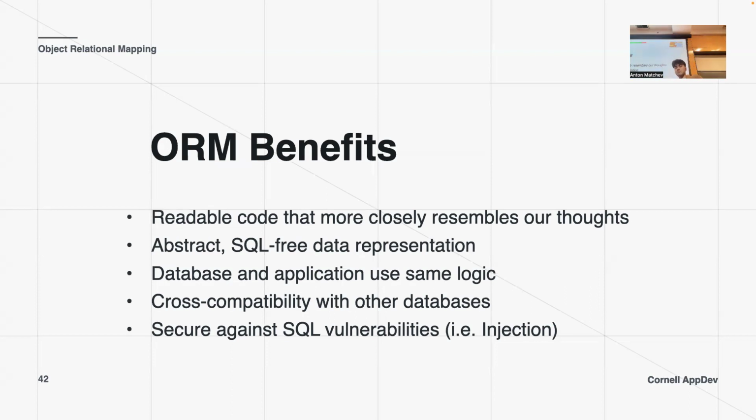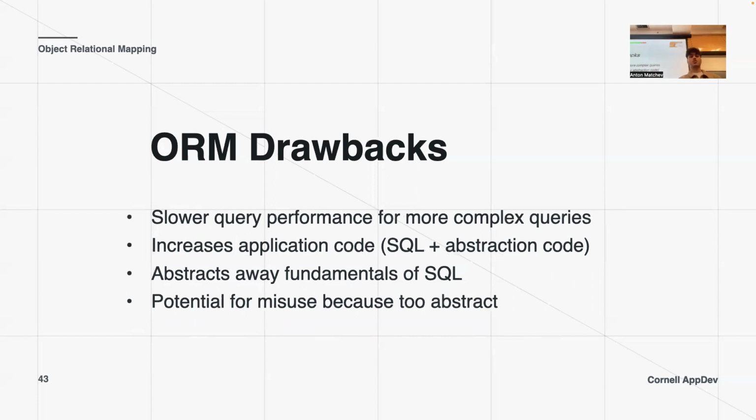So some benefits, as before: more readable code, because it's now Python instead of that huge SQL query. It's now abstracted away from SQL, so you're not writing SQL anymore. You can just write pure Python. And your database and application use the same logic, same language, same everything. So it allows seamless compatibility with your application and other databases. And now it's actually secure from SQL vulnerabilities. So instead of substituting the values directly in, we can circumvent that and use this way of preventing SQL injection. And now for some drawbacks.